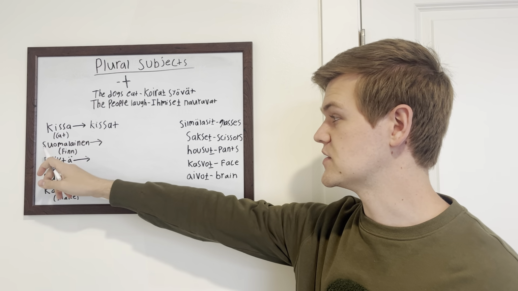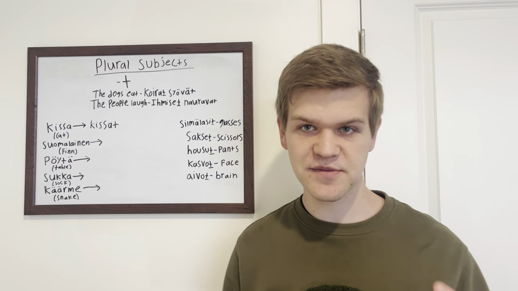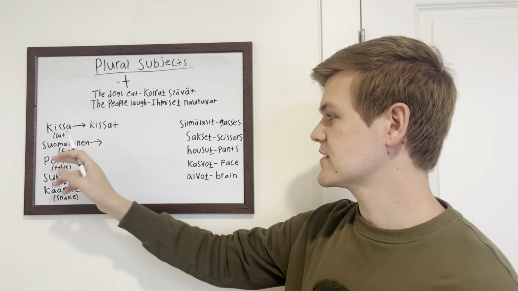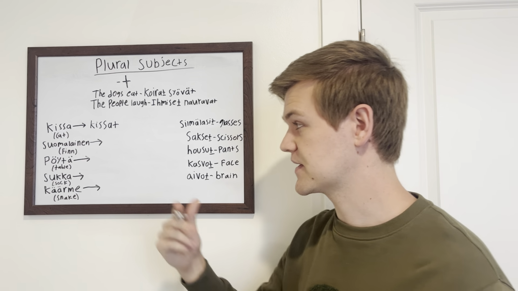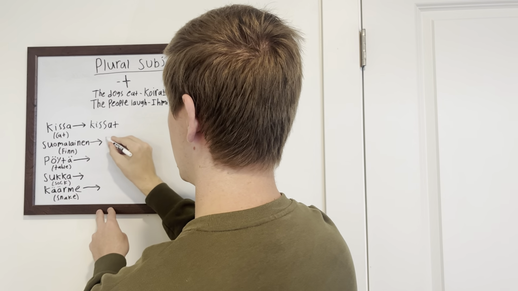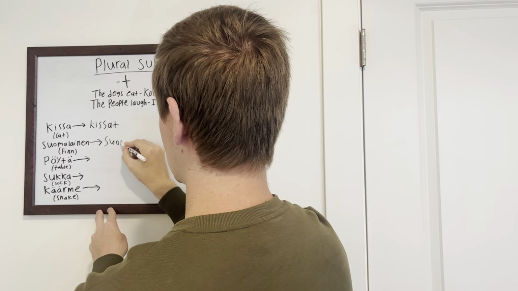This next one, suomalainen, is Finn, like a Finnish person. If I want to make this one plural, first I've got to find the stem. Since this is N-E-N, our stem is going to be suomalaise.